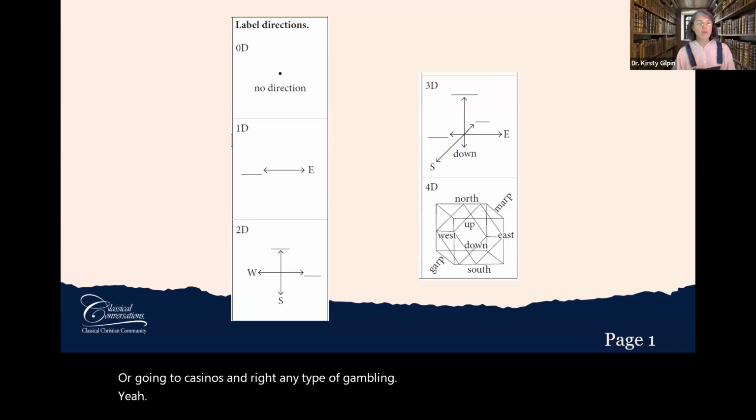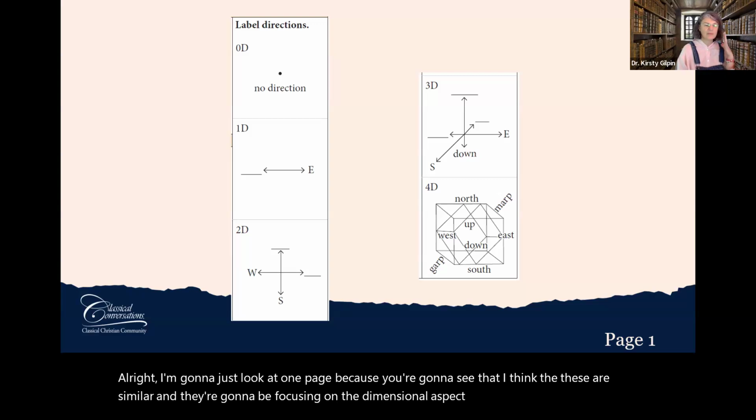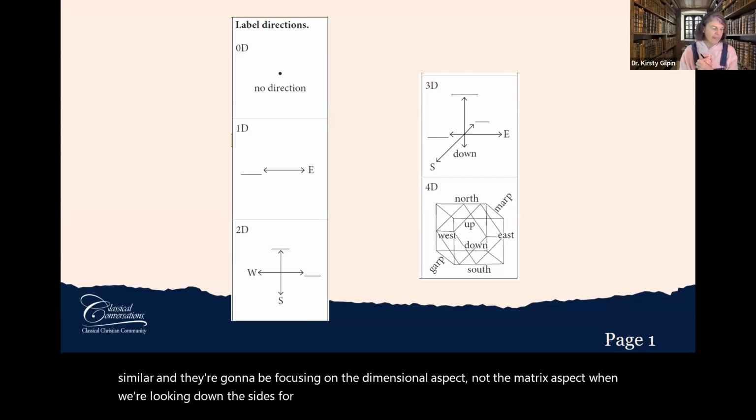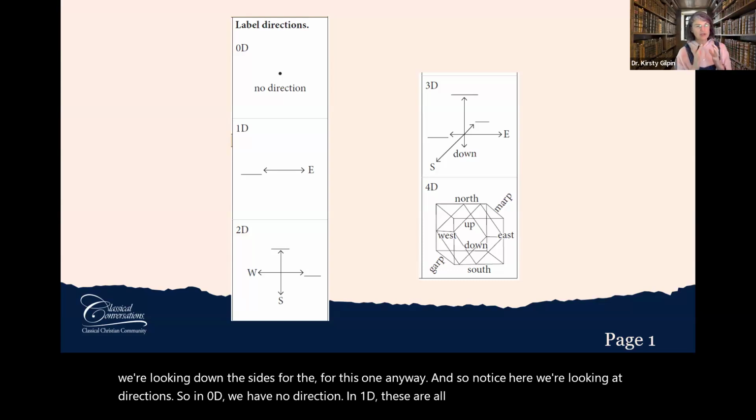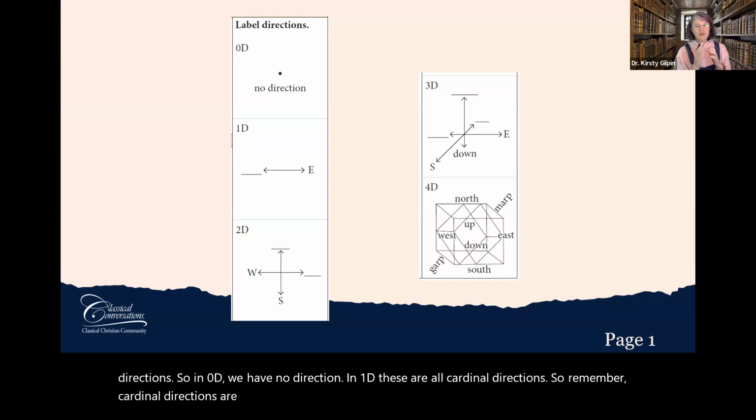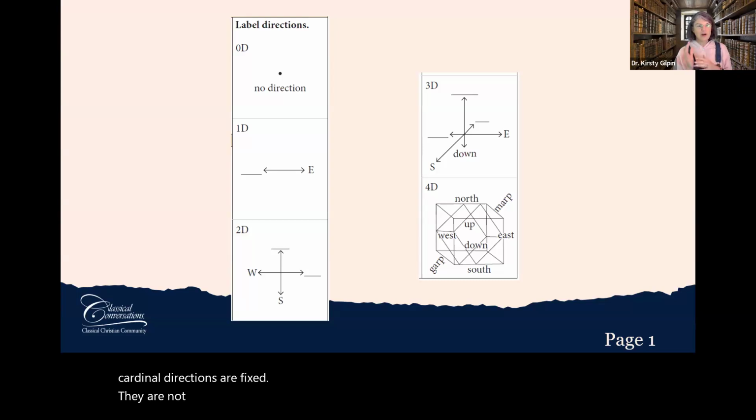All right, I'm going to just look at one page because you're going to see that I think these are similar and they're going to be focusing on the dimensional aspect, not the matrix aspect, when we're looking down the sides for this one anyway. And so notice here we're looking at directions. So in 0D we have no direction. In 1D these are all cardinal directions. So remember, cardinal directions are fixed. They are not relative to you. So these are cardinal directions.